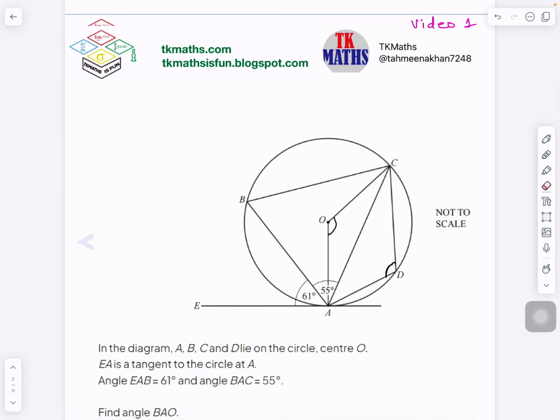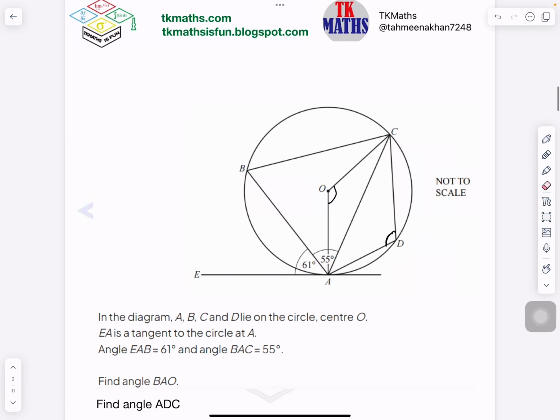So there are two questions I have selected. So this video will have the solution of one question which is in front of you. So let's see what the question is and then we will start solving it. So the first question is saying find angle BAO. BAO is this angle. It means you have to find out this angle. And the next one is ADC. It means this angle. So we have to find out these two angles.